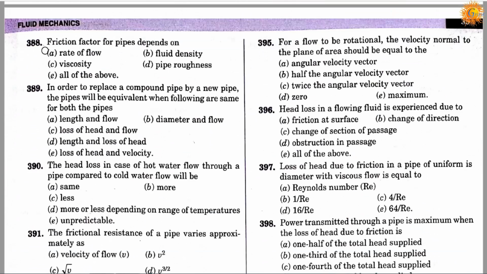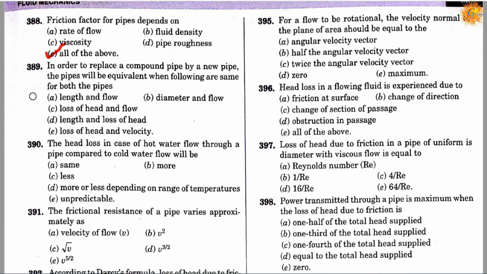Question number 388. Friction factor for pipes depends on: option A, rate of flow; option B, fluid density; option C, viscosity; option D, pipe roughness; option E, all of the above. The correct answer is E. It will be all of the above.